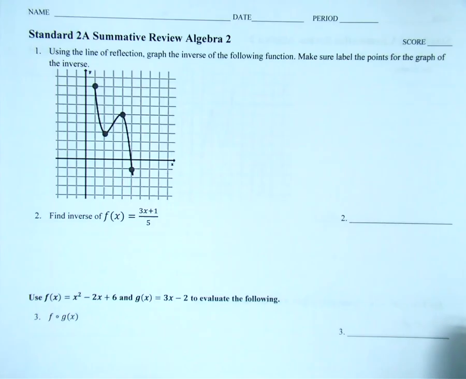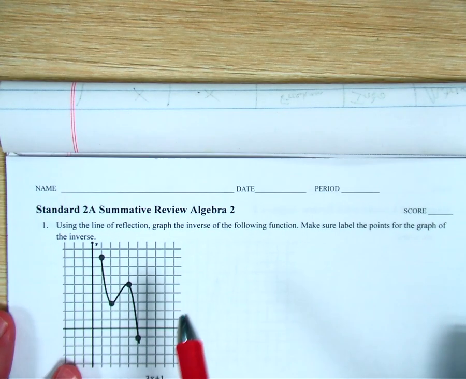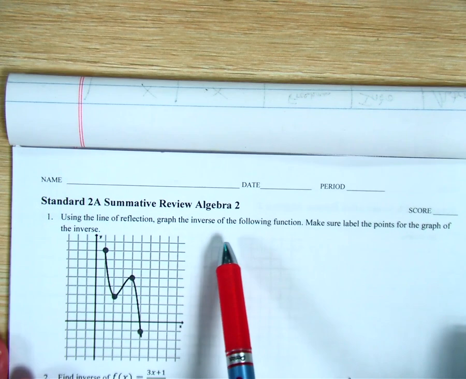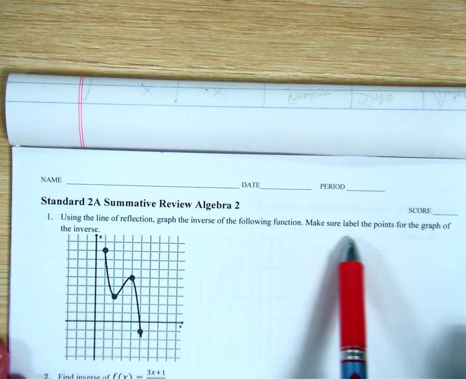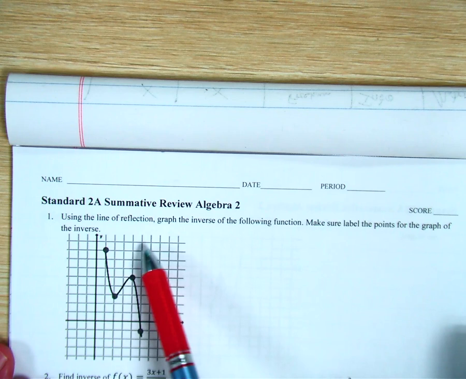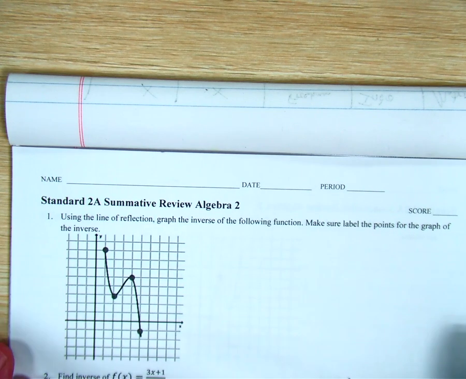First one, using the line of reflection, graph the inverse of the following function. Make sure to label points for the graph of the inverse.